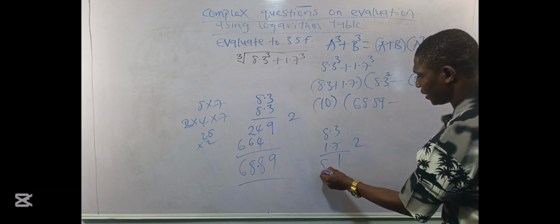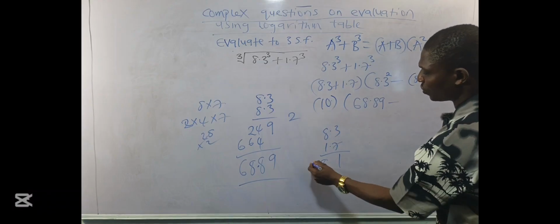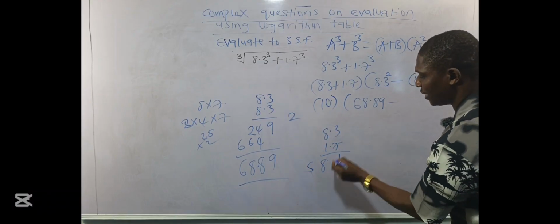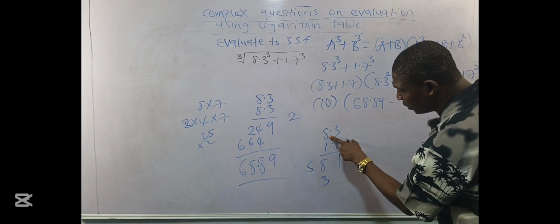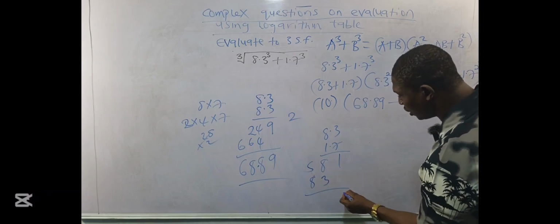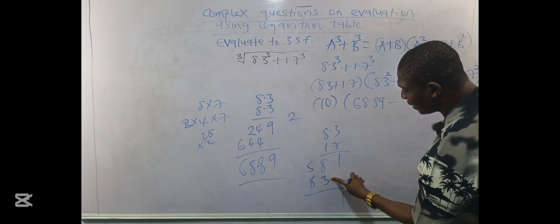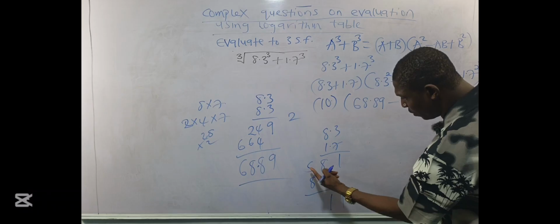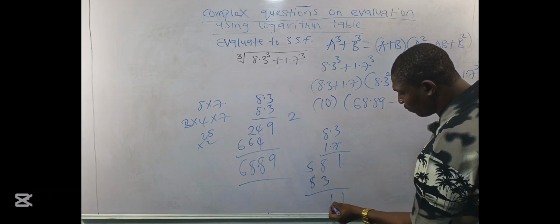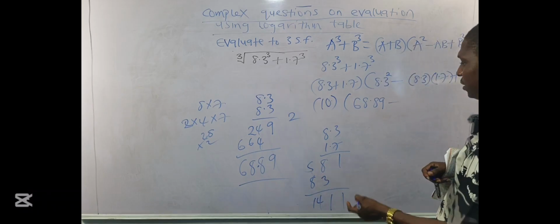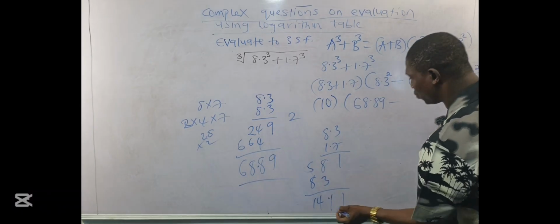So I have 8, carry 5. So therefore I have 5 here. 1 times 3 is 3. 1 times 8 is 8. And this will give me 1, 10, 11. 1 carry 1. 6, 6 plus 8 will give me 14. And I have 1, 2, since it's multiplication, 1, 2.